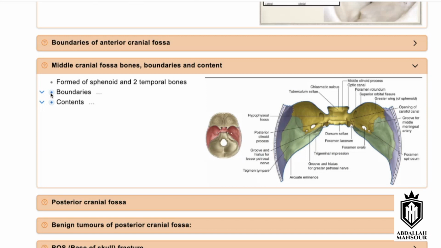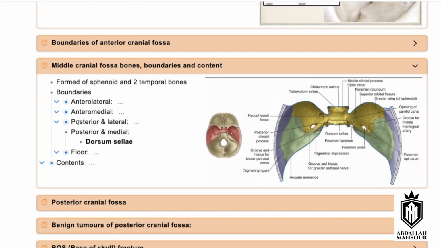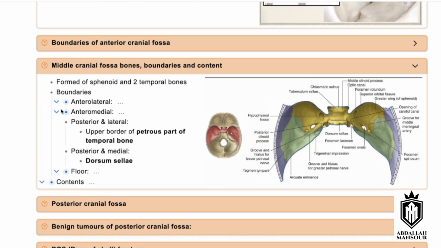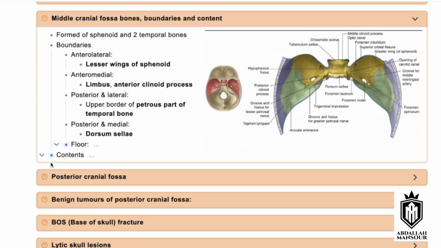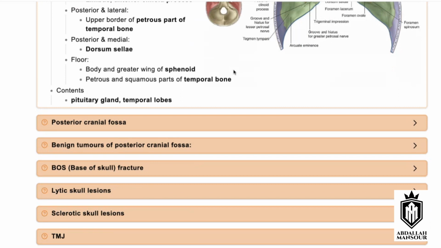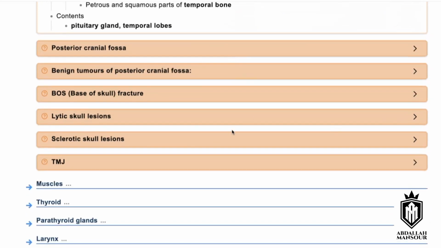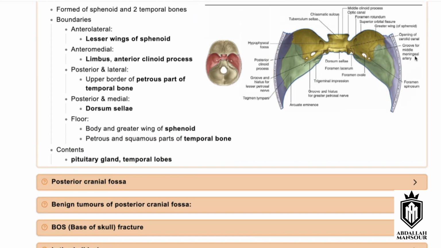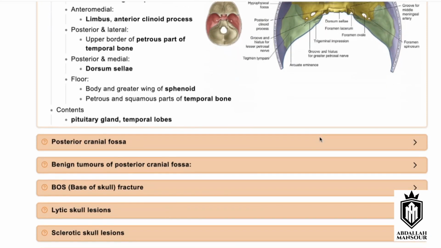What are the contents? The contents, medially there is the pituitary gland, and laterally there is the temporal lobe. Yeah, cavernous sinus is there as well, including its contents and so on. Do I need to say about the floor as well when they ask about the boundaries? Ideally, yes, but if you don't say it, it's not the end of the world. But ideally, you should say that it contains the lesser and greater wing and body of sphenoid, and the petrous and squamous part of the temporal bone.